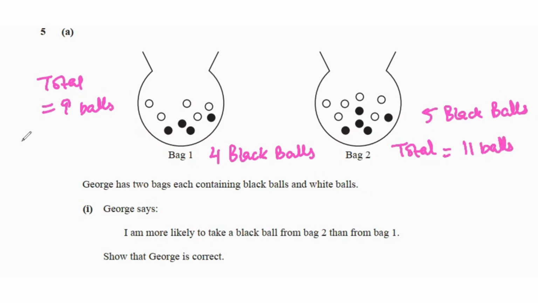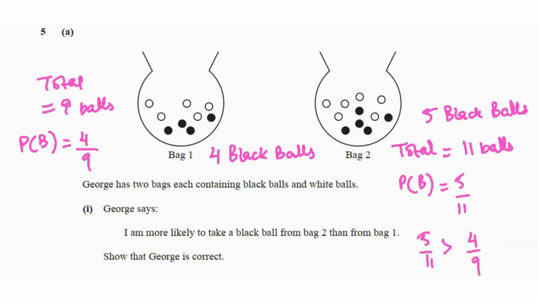Which means the probability of black balls in the first bag is going to be 4/9. And the probability of black balls in bag 2 is going to be 5/11. As you can see in bag 2, George has a greater chance of getting a black ball because the probability is higher for the black balls in bag 2 compared to bag 1. That is why George is correct. 5/11 is greater than 4/9.